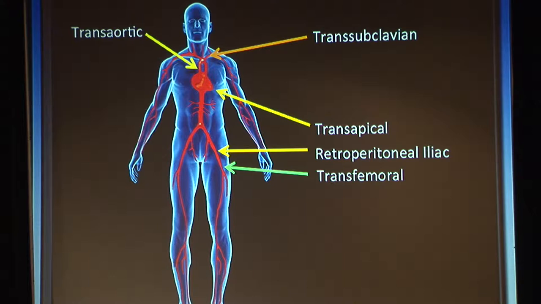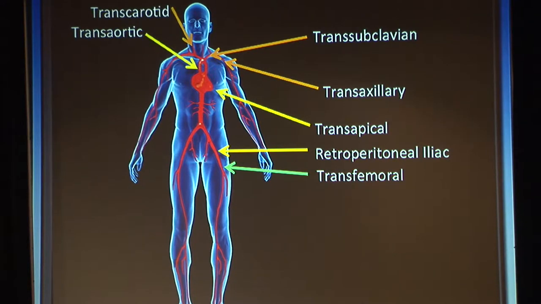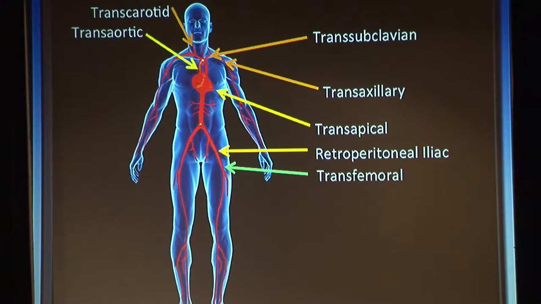Transsubclavian is an option. Transaxillary, I was over here for the hemodynamic talk last night, saw a lot of transaxillary with Impellas. Some places are even doing transcarotid access for these. Well, I'll say this is a patient we ended up sending to UT Southwestern for transapical access. The patient did very well for the case. Being one of our early cases, we weren't yet prepared to do transapical implants at the VA.